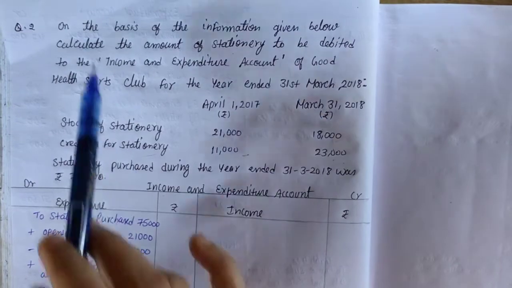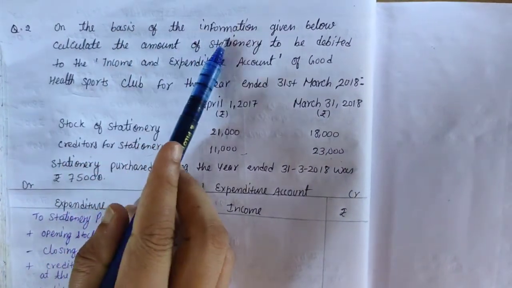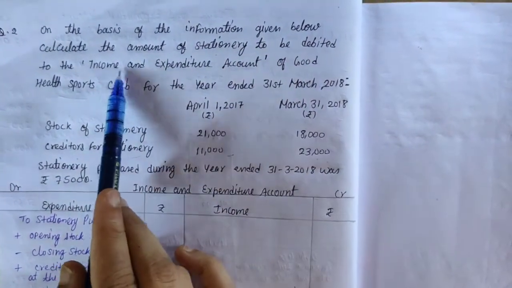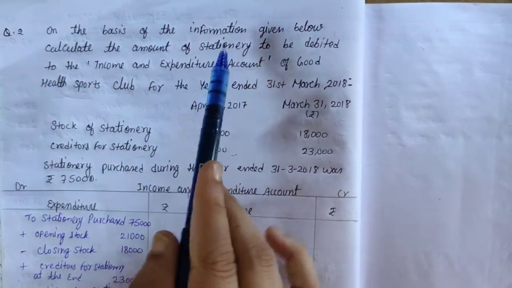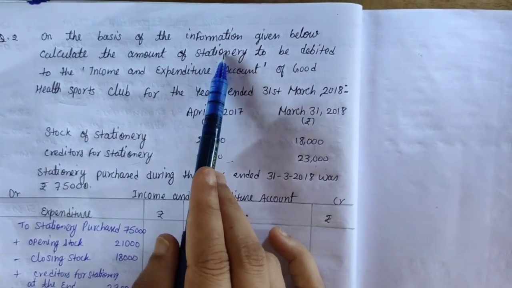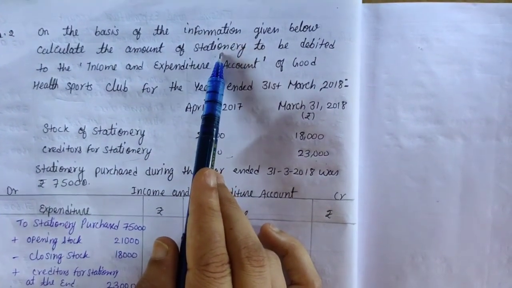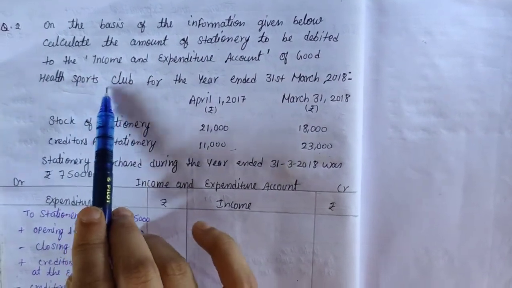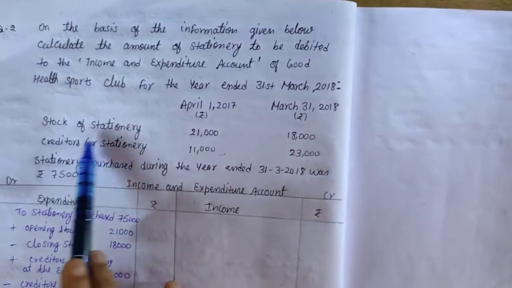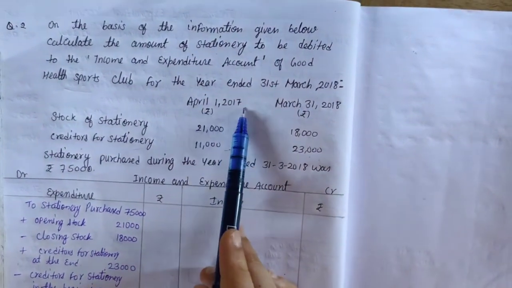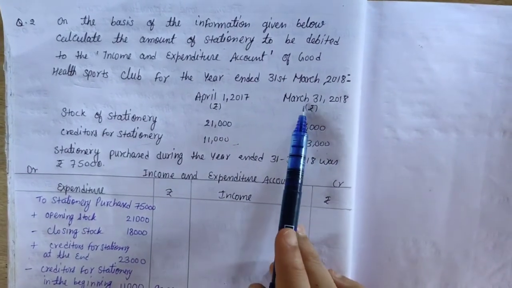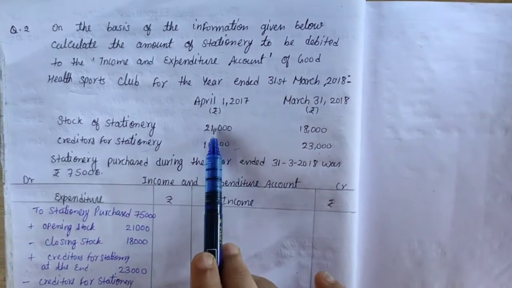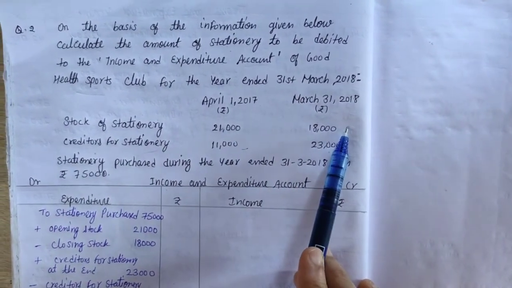Here one more question is given: on the basis of the information given below, calculate the amount of stationery to be debited to the income and expenditure account. So students, stationery is our expense, so it comes on the expense side of Good Health Sport Club for the year ended. Stock of stationery on April 1st, 2017, and stock on March 31st, 2018. It means that is opening stock and that is closing stock.